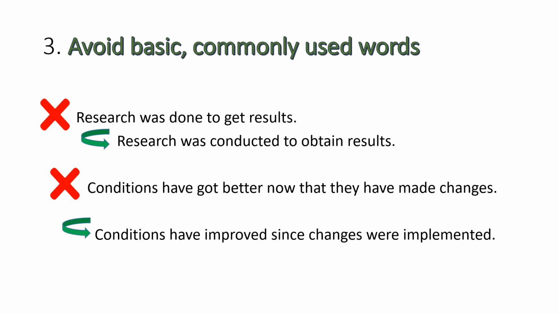The second example is a sentence like, conditions have got better now that they have made changes. Now the same sentence can be written with a more mature expression: conditions have improved since changes were implemented, right? The words got better have been replaced by the word improved. As you can see, in both of the sentences passive structure is used. So whenever you are writing formal essays or reports, try to use passive structure instead of direct or active structures, right?